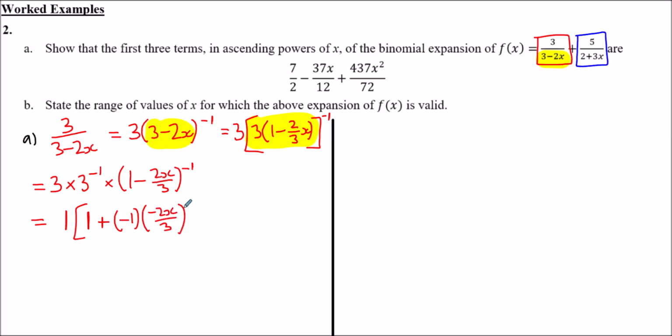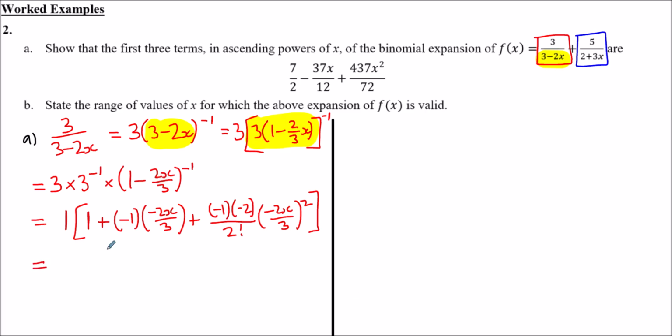Now we need to go up to the x squared term, so we just need 1 more. So we do minus 1. Minus 1 taken up 1 is minus 2. Those are 2 numbers, so divide by 2 factorial, then multiply by minus 2x over 3 all squared.